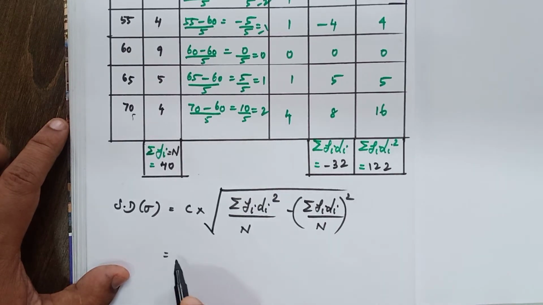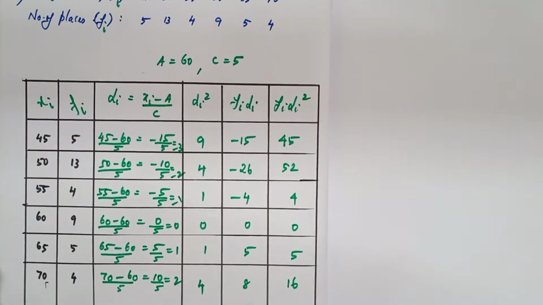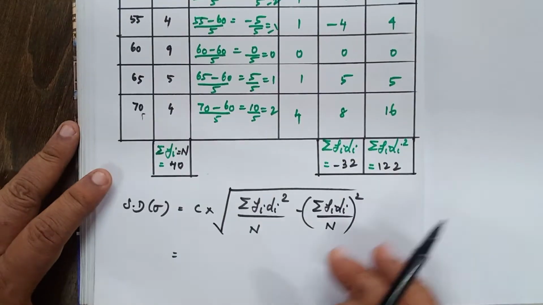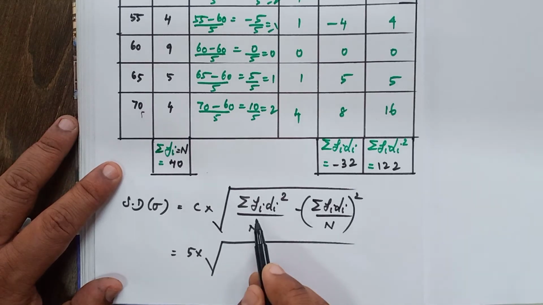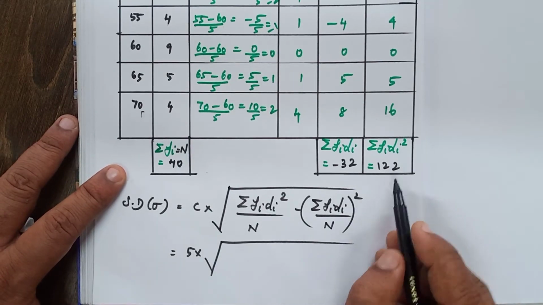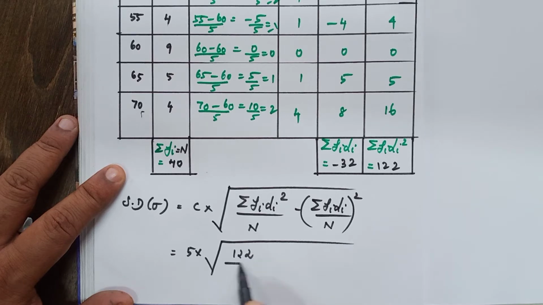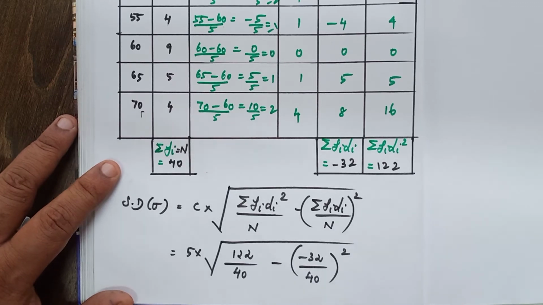That is equal to, c value here, c is equal to 5, into square root of sigma fi di square, value here it is 122, divided by N value, that is 40, minus sigma fi di value here it is minus 32, divided by capital N value is 40, the whole square.